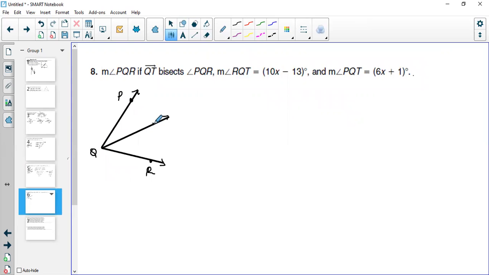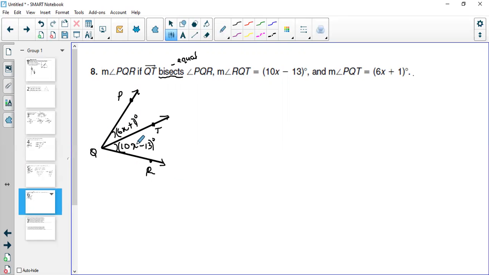So PQR and QT is bisecting, which means this side is equal to this side. Both of them are equal. Whenever they use this word bisect, you have to remember that both parts of the angle are equal. Okay, so angle PQR, you have to find PQR if QT bisects PQR. Angle RQT is 10x minus 13 degrees. And PQT is 6x plus 1 degrees. So we are going to find PQR.